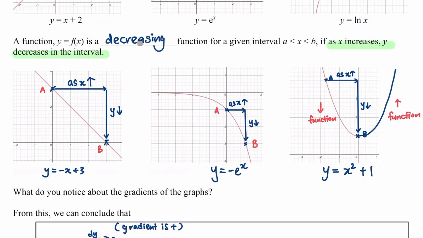Next we look at decreasing functions. So y equals f(x) is a decreasing function if as x increases, y decreases in the interval, for x between a and b. Let's look at one example.